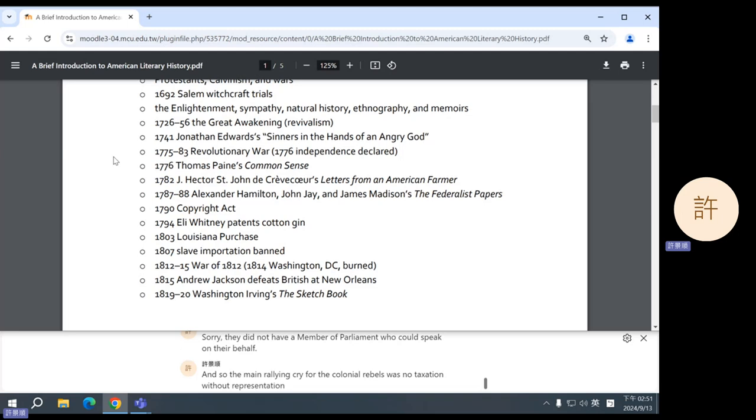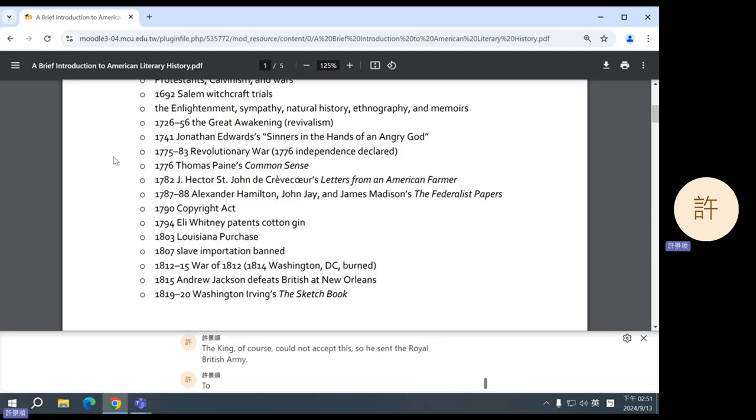If you don't give me a member of Parliament, I'm not going to pay your taxes. The king, of course, could not accept this, so he sent the Royal British Army to make sure that the colonists paid their taxes. And thus began the American Revolutionary War.